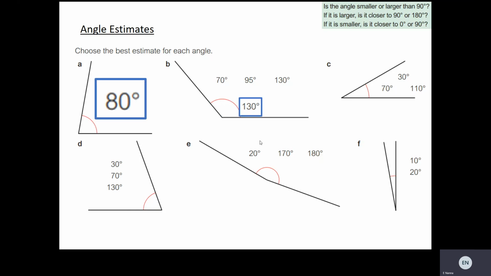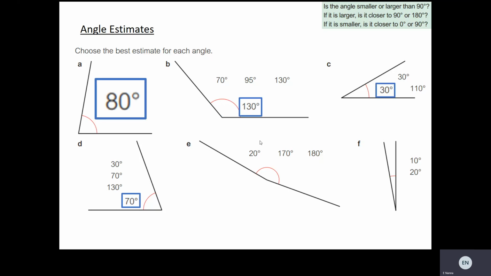Okay, next one. We're making a rough guess again. Remember, rough guess estimate, 70, 30, or 110. Well done if you did 30 degrees. That's very correct. Next question, 30, 70, or 130 degrees. So I can see it's less than 90 degrees. And I can see it's very small away from 90 degrees. It's not up to, say, half of 90 degrees. So I know my answer there would be 70 degrees. So well done if you got that correctly.